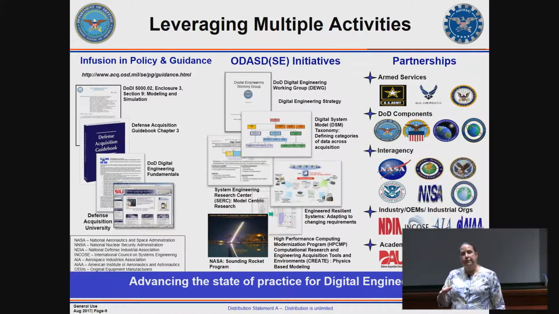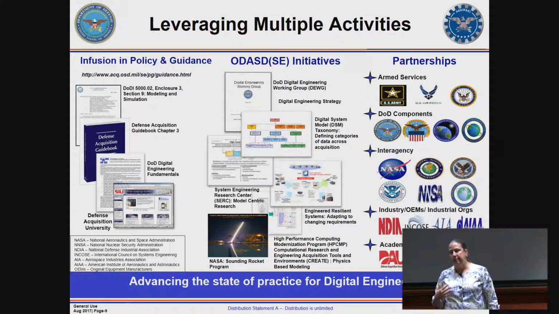Now, it only goes down 4 levels. The details are not my job, right? I work for the Department of Defense, not the services. The services have to work out what those details look like. And I run a digital engineering working group.